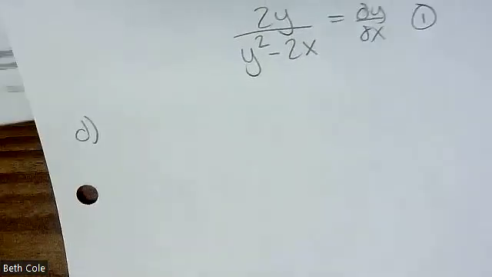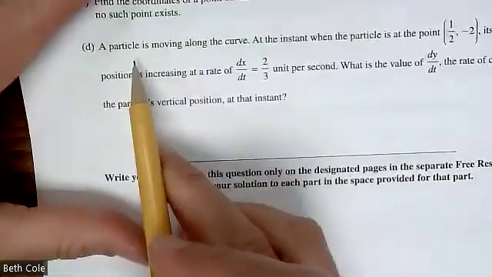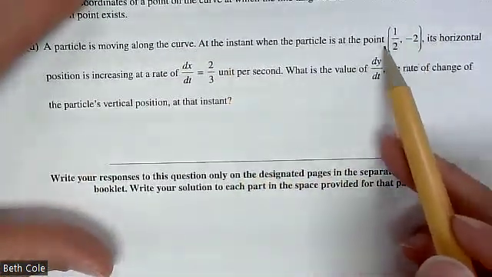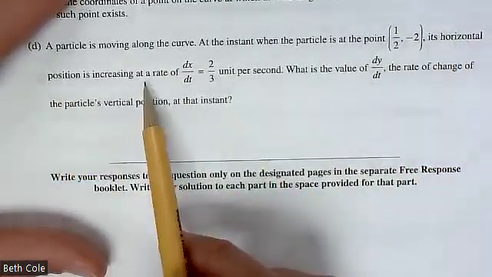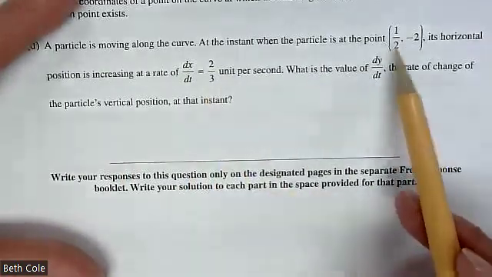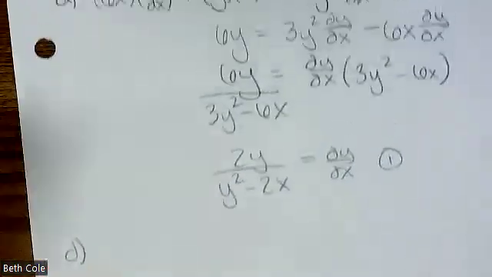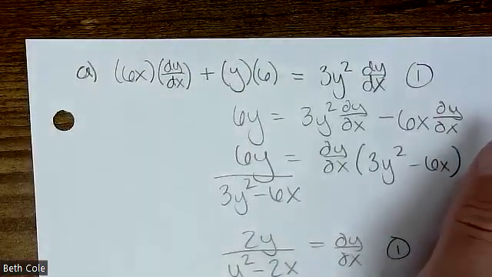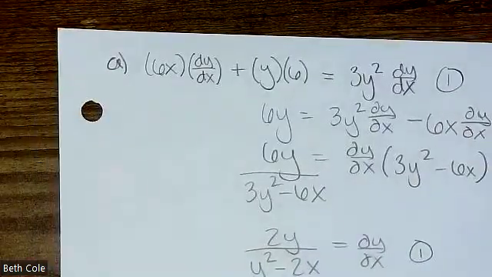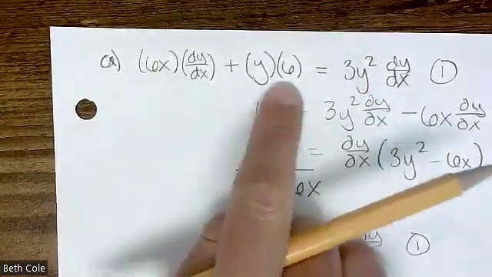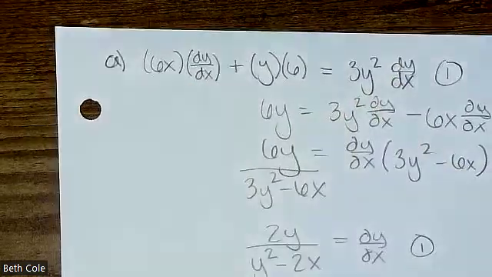Pull it up here. A particle is moving along the curve. At the instant when we're at this point, so they give you an x and a y, horizontal position is increasing at dx/dt equals this. What is dy/dt? You're going to do practically the exact same derivative. The only difference is each variable is with respect to t, time, okay? But it's actually going to look almost the exact same as what we just did here.